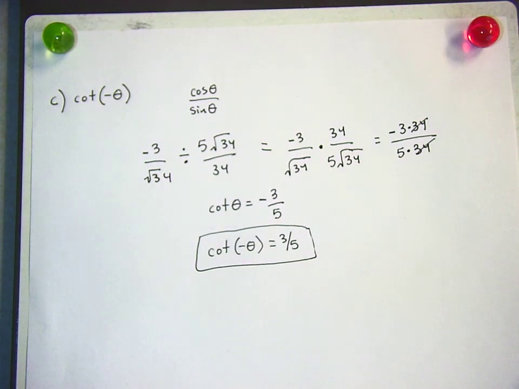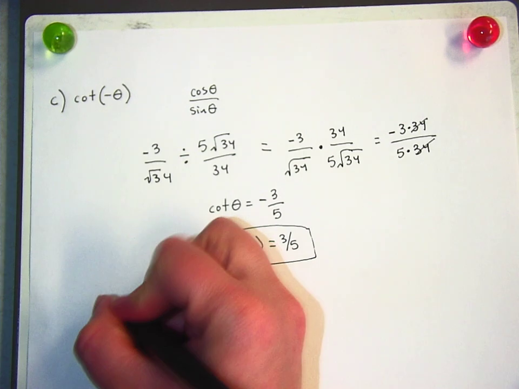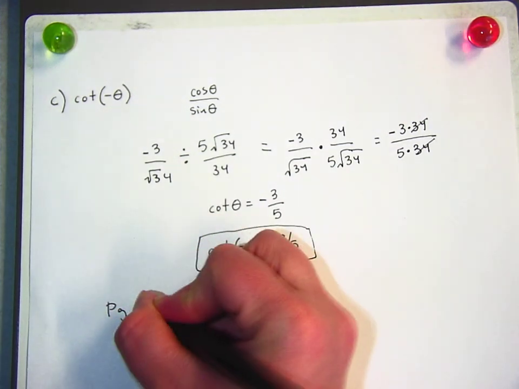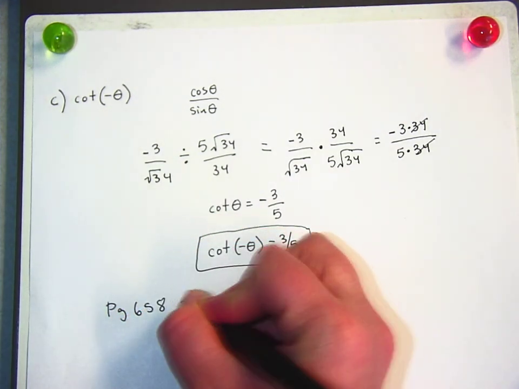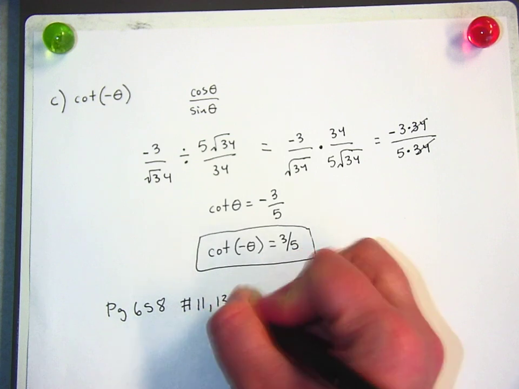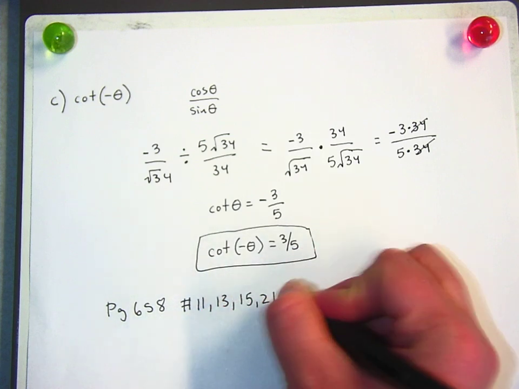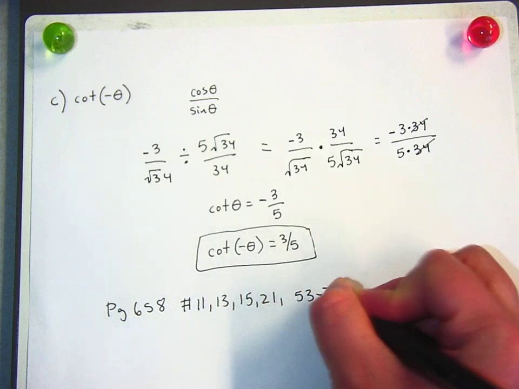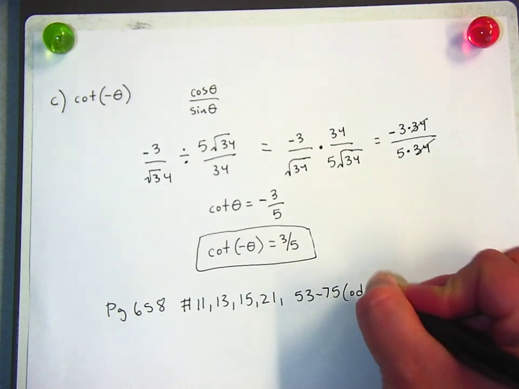All right, your homework is page 658. Numbers 11, 13, 15, 21, and 53 through 75 odds.